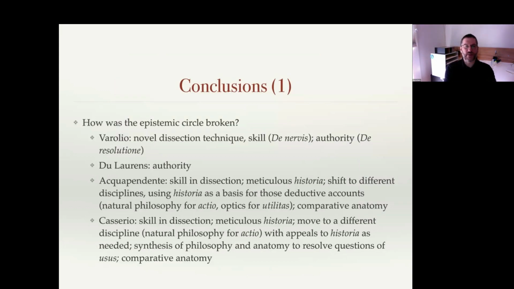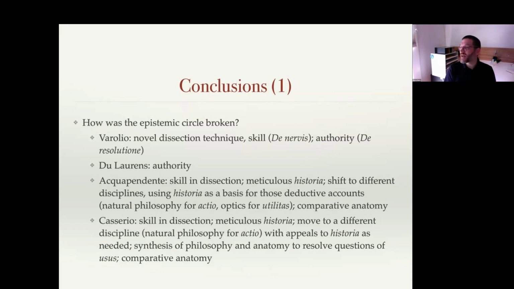How did he break the epistemic circle? How did these figures that we have discussed break the epistemic circle? So Varolio, we have novel dissection technique or skill and authority. And du Laurens, it's just authority that breaks this circle. So it's not in their anatomies that the epistemic circle is necessarily broken in a real way, and that's not the point of these works.